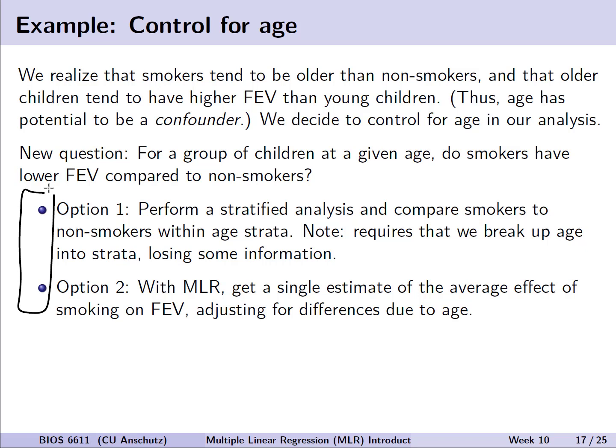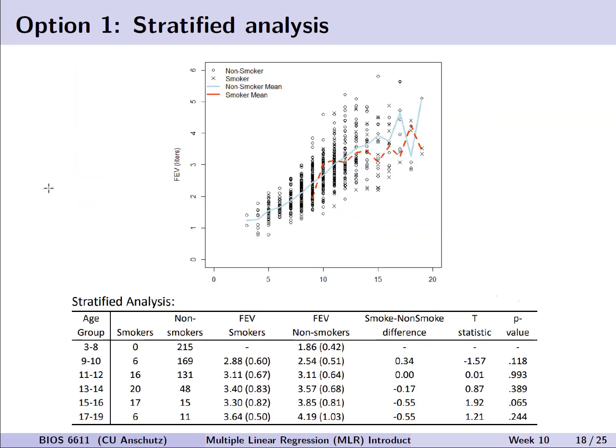Now this requires, of course, that we break the age up from its continuous version of a predictor variable into a categorical one, therefore losing some potentially meaningful information. Option two would be to actually expand our knowledge that we're discussing here to use a multiple linear regression model, which can get a single average estimate of the effect of smoking on FEV, while adjusting for differences that might be caused or associated with age. We'll start just by looking at the stratified analysis to see why it might be suboptimal.